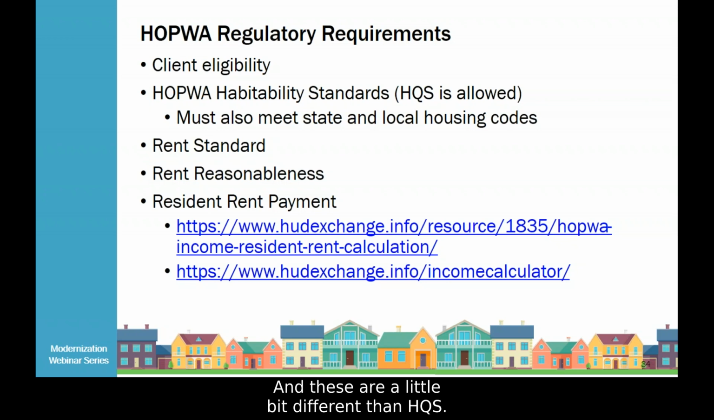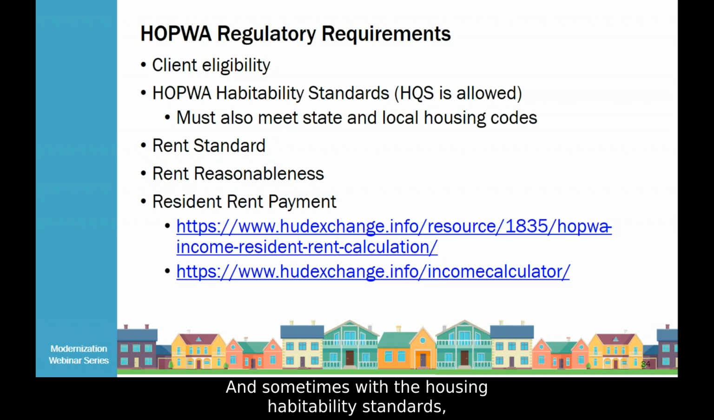And these are a little bit different than HQS, but you can also follow the housing quality standards. And if you choose to use HQS instead of the habitability standards, then you must do so for all of the units that you're assisting. So while you do have a choice here, you have to be consistent across all of the units in your program. And additionally, you have to make sure that the units meet all state and local housing codes.